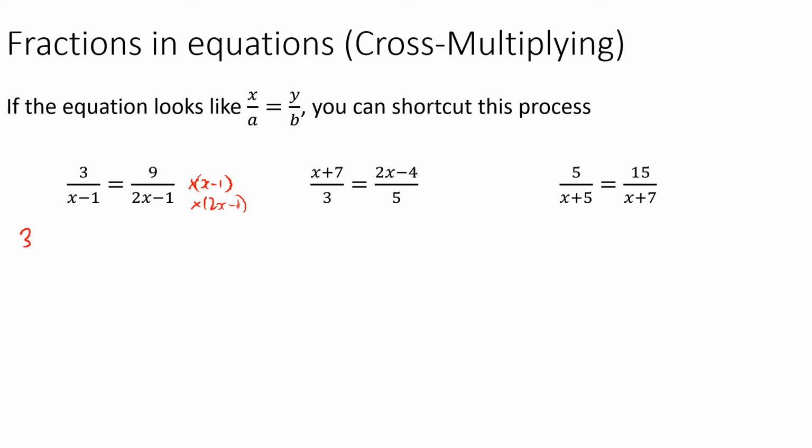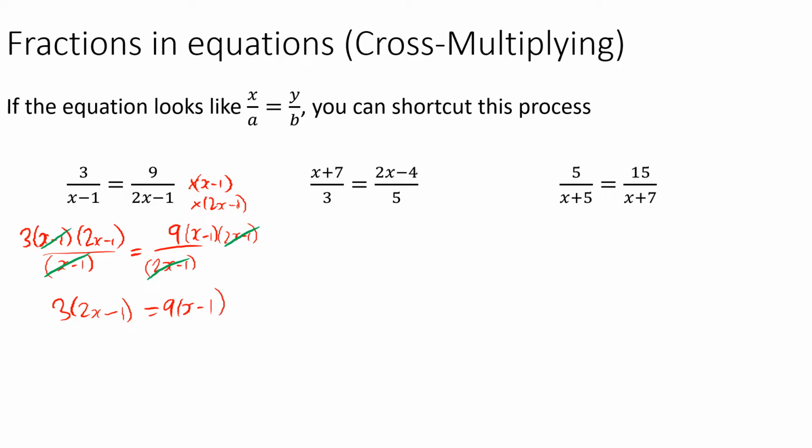So I could have something like 3 times x minus 1 times 2x minus 1 all over x minus 1 is equal to 9. I need x minus 1 and 2x minus 1, and then we could cancel some of the stuff out. We could cancel out those and those, and we'd end up with 3 lots of 2x minus 1 is equal to 9 lots of x minus 1, and that's great. That's really complicated, when what we can do instead is we can just use this little cross multiplication shortcut.